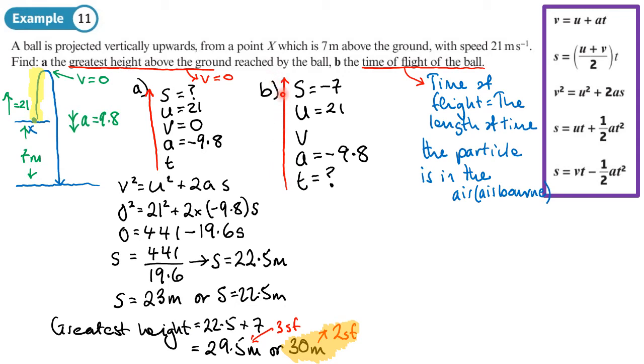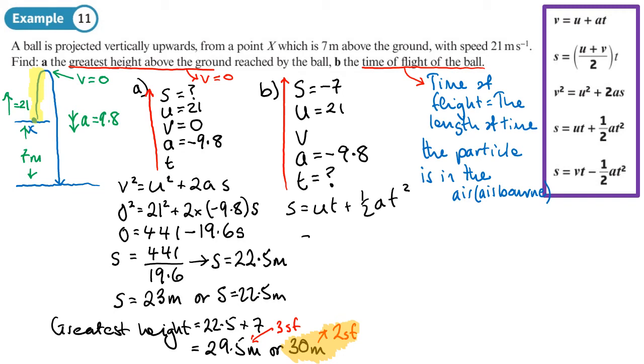Now you could try this question by taking downwards as positive, then S would be +7, U would be -21, and A would be positive 9.8. You will end up with the same answer, it's just all the signs get reversed. But it doesn't matter which way you do it, but make it easy for yourself. So S, U, A and T, the equation that has those four in, no V in, that's S equals UT plus half AT squared.